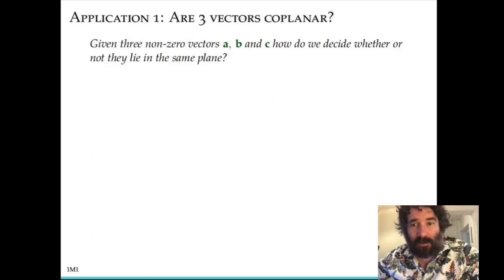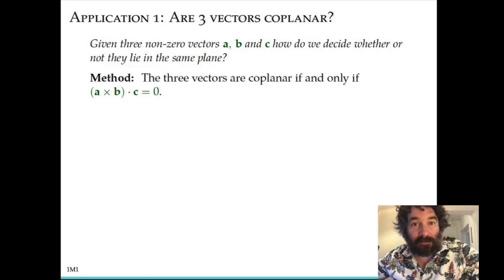So the first one is determining whether three vectors are coplanar. By coplanar, we mean that the vectors are all tangent to the same plane. You can think if you put all three vectors with base at the origin, then the heads would all lie in a single plane. And so sometimes this is something we want to determine. How can we determine whether three vectors, A, B, and C, if we're just given three vectors in 3 dimensions, are all in the same plane, are coplanar?